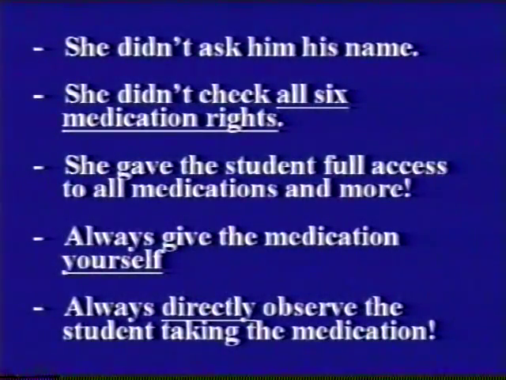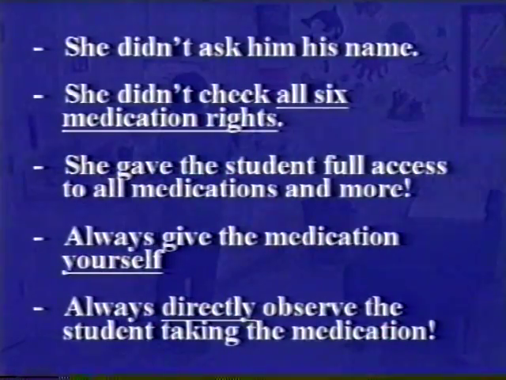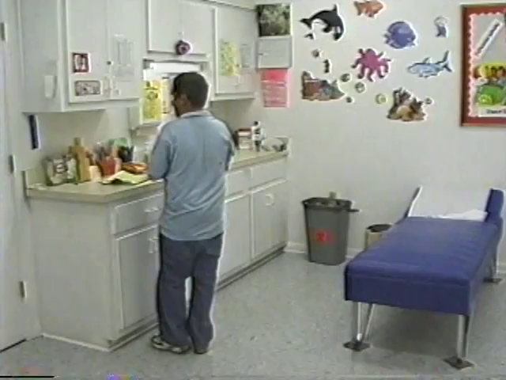What went wrong? The nurse didn't give the student her full attention. She didn't ask his name. She didn't check all 6 medication rights. And she actually gave Billy full access to all medications and more.